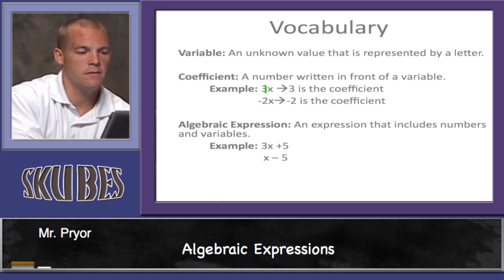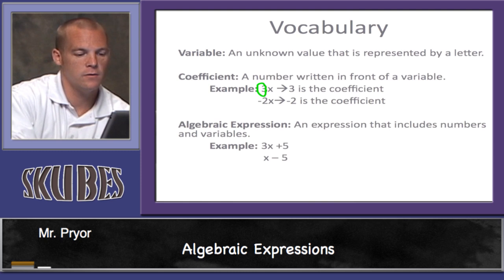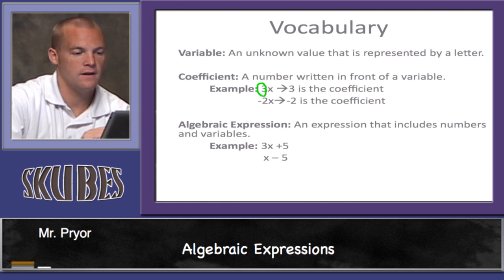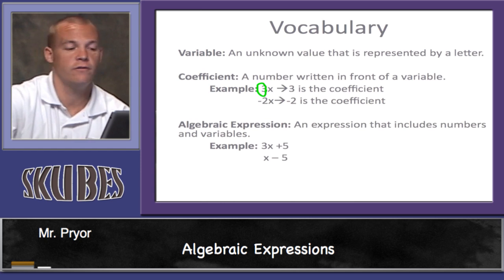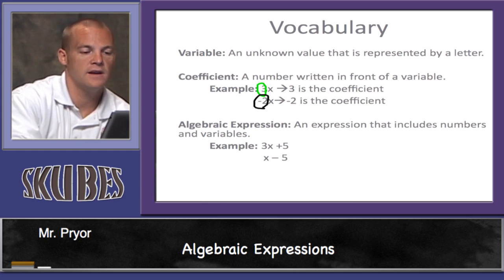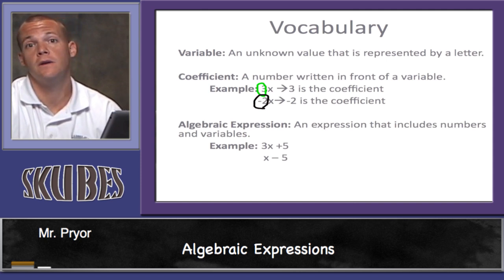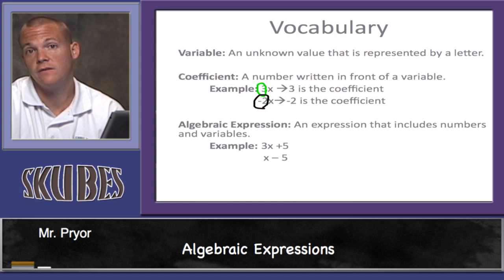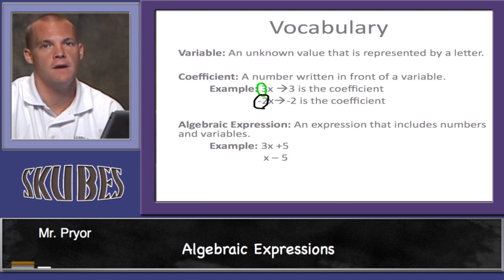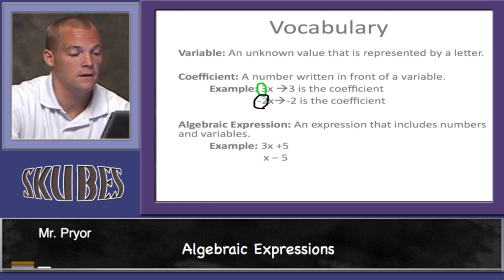You also have coefficient. A coefficient is the number in front of a variable. So in that first example there, you have 3x. 3 is your coefficient. And then the second example, you have -2. -2 is the coefficient, and it's really just a fancy word for a number that is directly in front of a variable or being multiplied by a variable, because that's exactly what's happening.